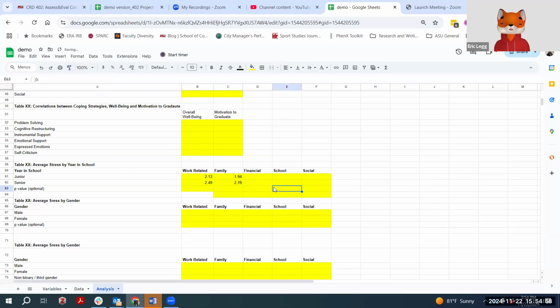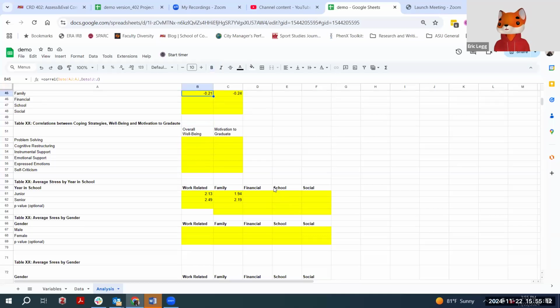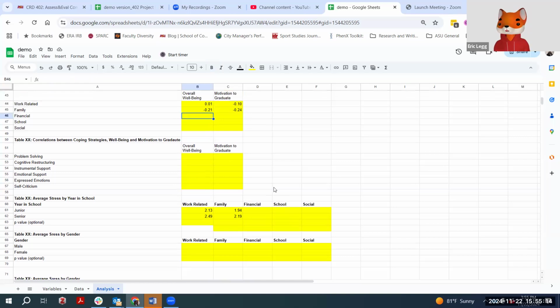So one interesting thing here I want to point out, you'll notice work-related stress is higher on average than family-related stress. But family-related stress has a bigger impact on overall well-being and motivation to graduate. We saw that above. So think about how these things relate to each other. Just because the correlation is stronger doesn't mean that that stress is higher. It just means it has a bigger impact. And that'll cover your bivariate statistics.